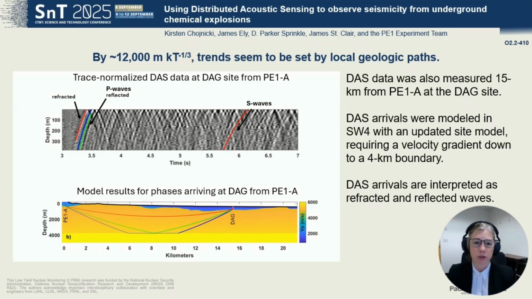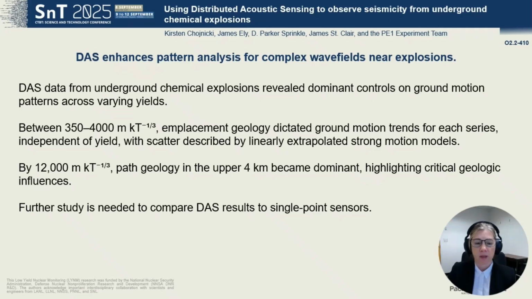Accurately resolving these features in models and providing corrections for them for discrete sensors is critical for understanding and predicting wave behavior in similar settings. DAS enhances pattern analysis for complex wave fields near explosions.